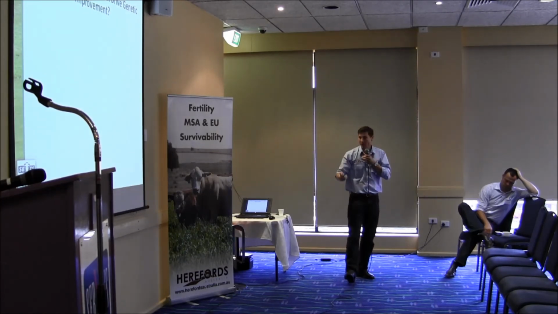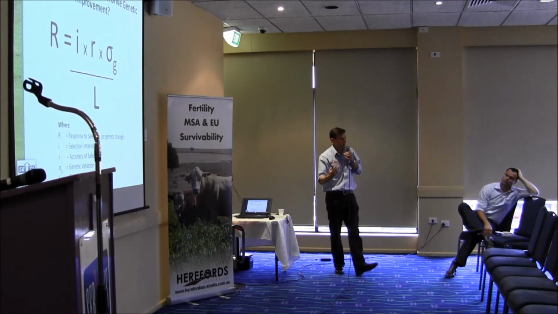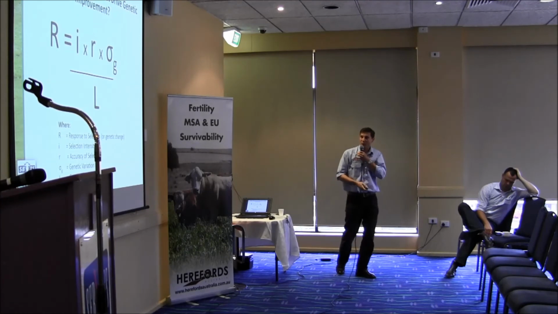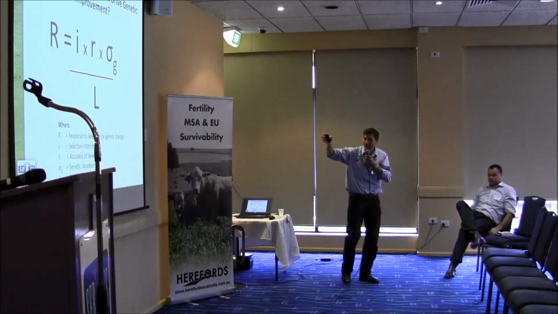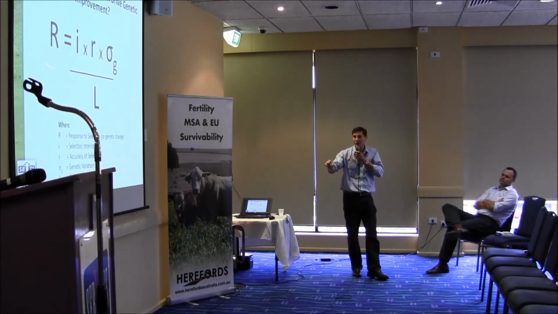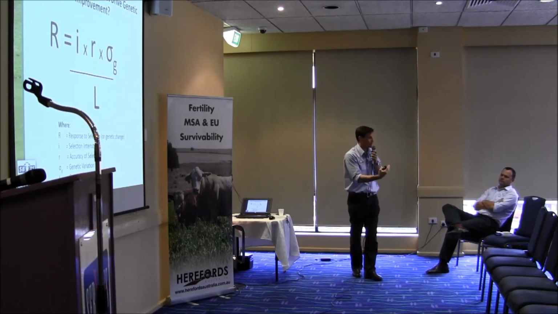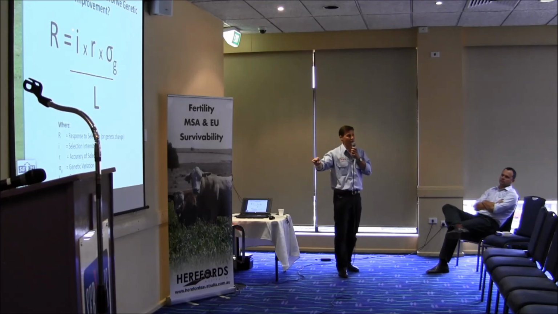And I think David Johnson put this up yesterday, but I thought it was worthwhile putting it up again. It's a slightly different form to what John put up, but this is the formula that anyone who studies genetics will see. Your response to selection, or your genetic improvement, is a function of your selection intensity, your accuracy of selection, the amount of genetic variation you have to work with, and your generation length.